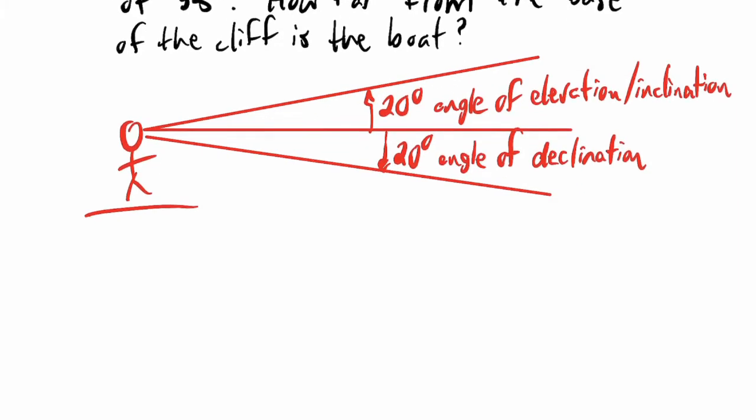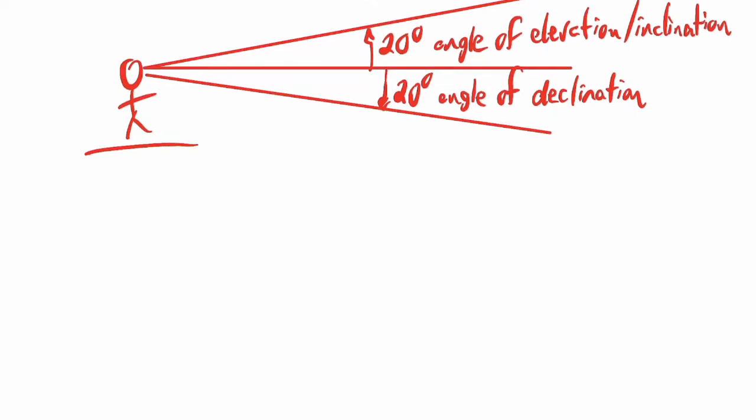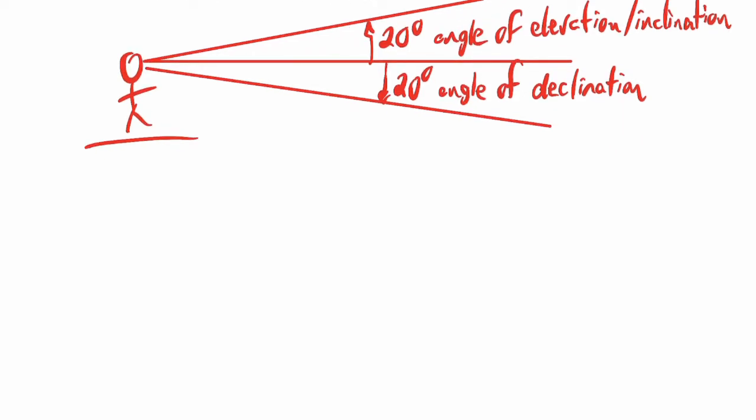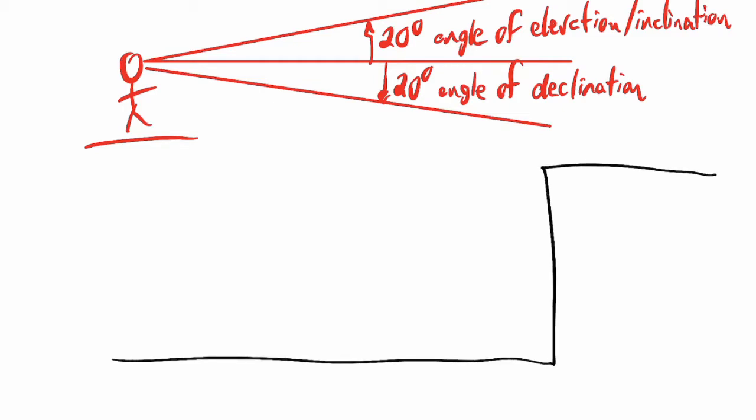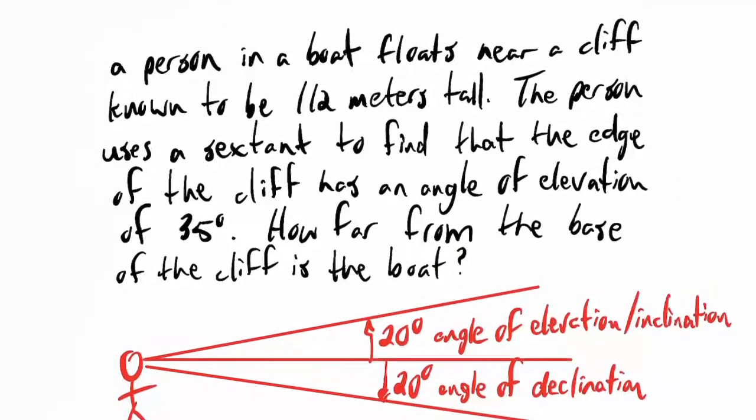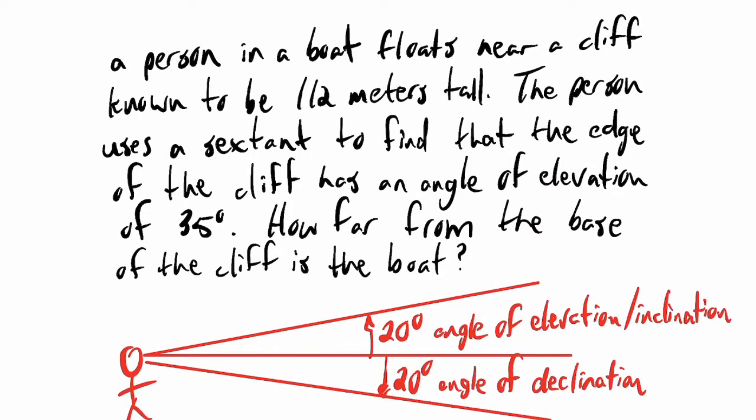So we have a cliff. I'm going to draw a diagram. So we've got a cliff, and we've got water, right? And there's a person in a boat. One of the things to think about is, are we going to worry about the height of the person? Let's say we're not going to worry about how tall the person is. We're just going to ignore that.